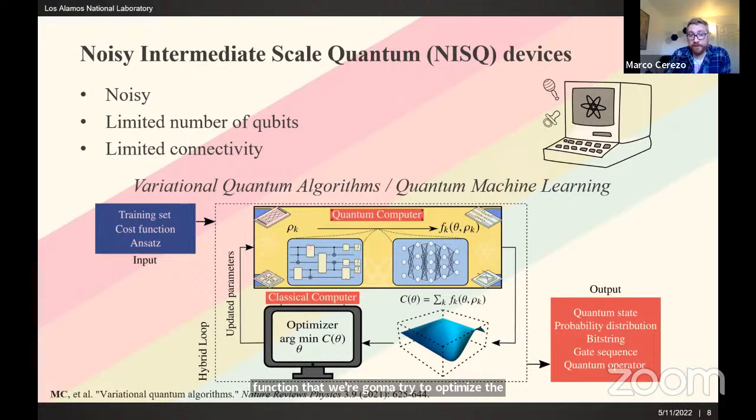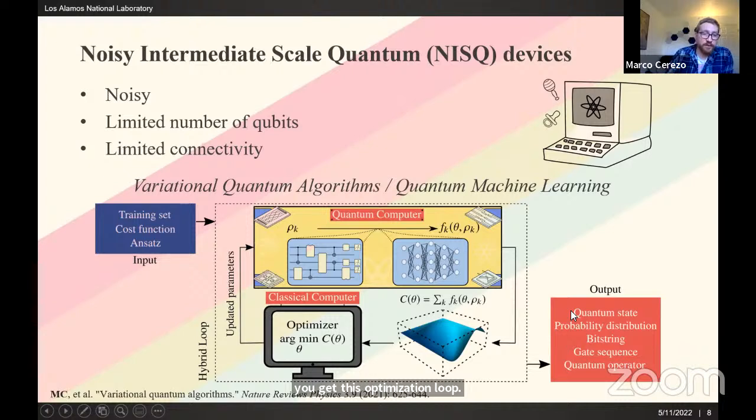And the goal is to try to find the set of parameters, for instance, in a parameterized quantum circuit that minimizes this cost function, right? So that's going to be done by a classical computer, which is going to take the value of the cost function at a given iteration step, and is going to tell us you should update your parameters in this way such that your cost is going to be minimized, right? So you get this optimization loop between a quantum and a classical computer.